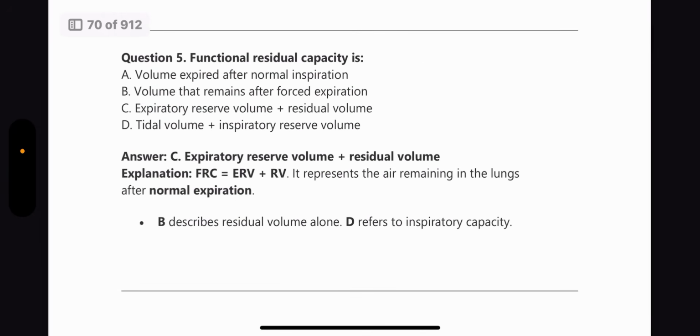Next, functional residual capacity is expiratory reserve volume plus residual volume. So that's the spirometry graph, and the calculations from there and the values are also very, very important. So here FRC is equal to ERV plus RV. It represents the air remaining in the lungs after normal expiration.